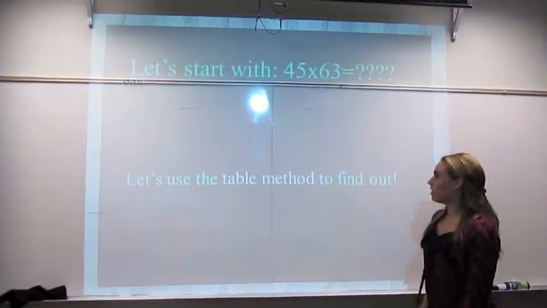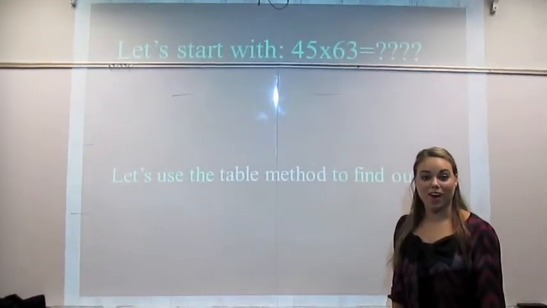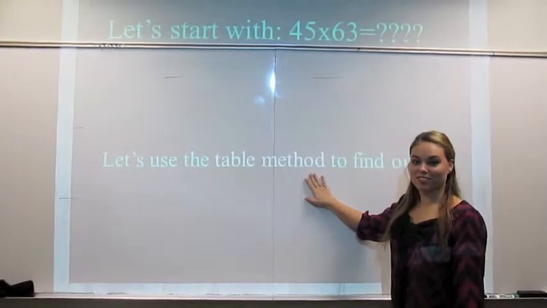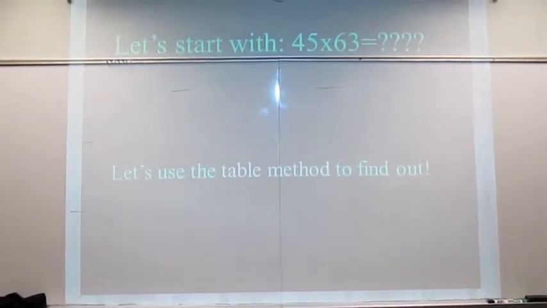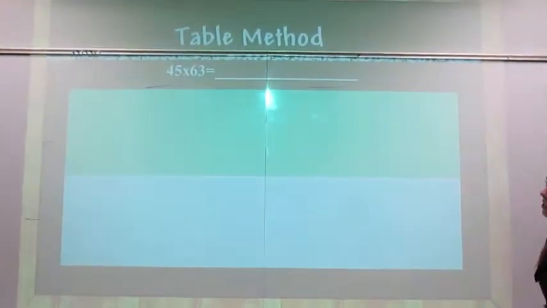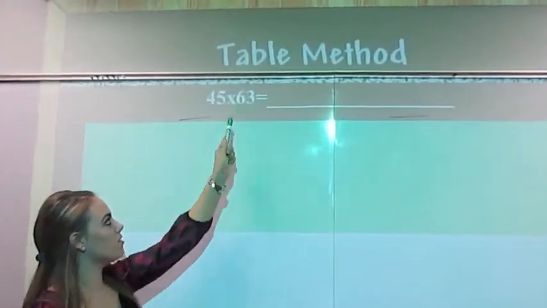We're going to jump right into it and get started with our first problem. Our first problem is going to be 45 times 63. And we're going to use the table method to figure this problem out. So to begin, we have 45 times 63.